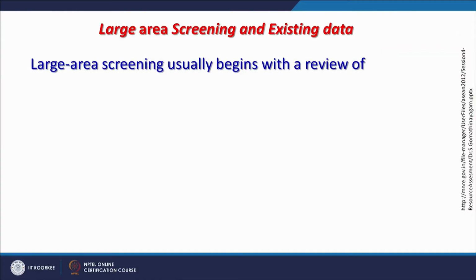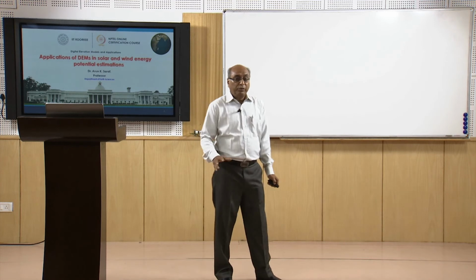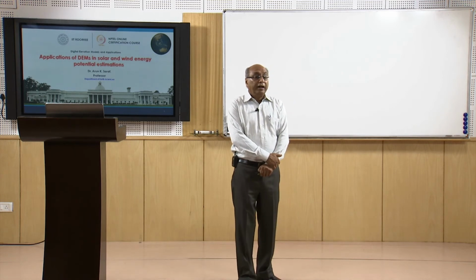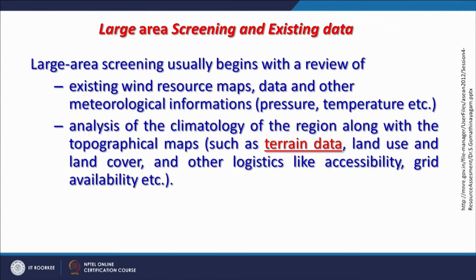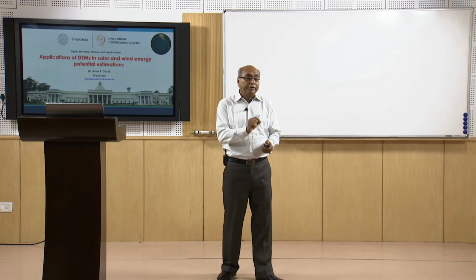So basically, large area screening has to be done with the existing data. Large area screening usually begins with a review of estimated wind resource maps of that particular area and other data, especially meteorological data, information on pressure, temperature, and of course wind speed and wind direction. Apart from this weather and climatic data, then comes the terrain data, land use data, land cover data, and other accessibility or logistic data as well, and availability of grid and other things. So here the contribution of digital elevation models towards the estimation of wind energy is going to come only through terrain data, that is from the digital elevation model.